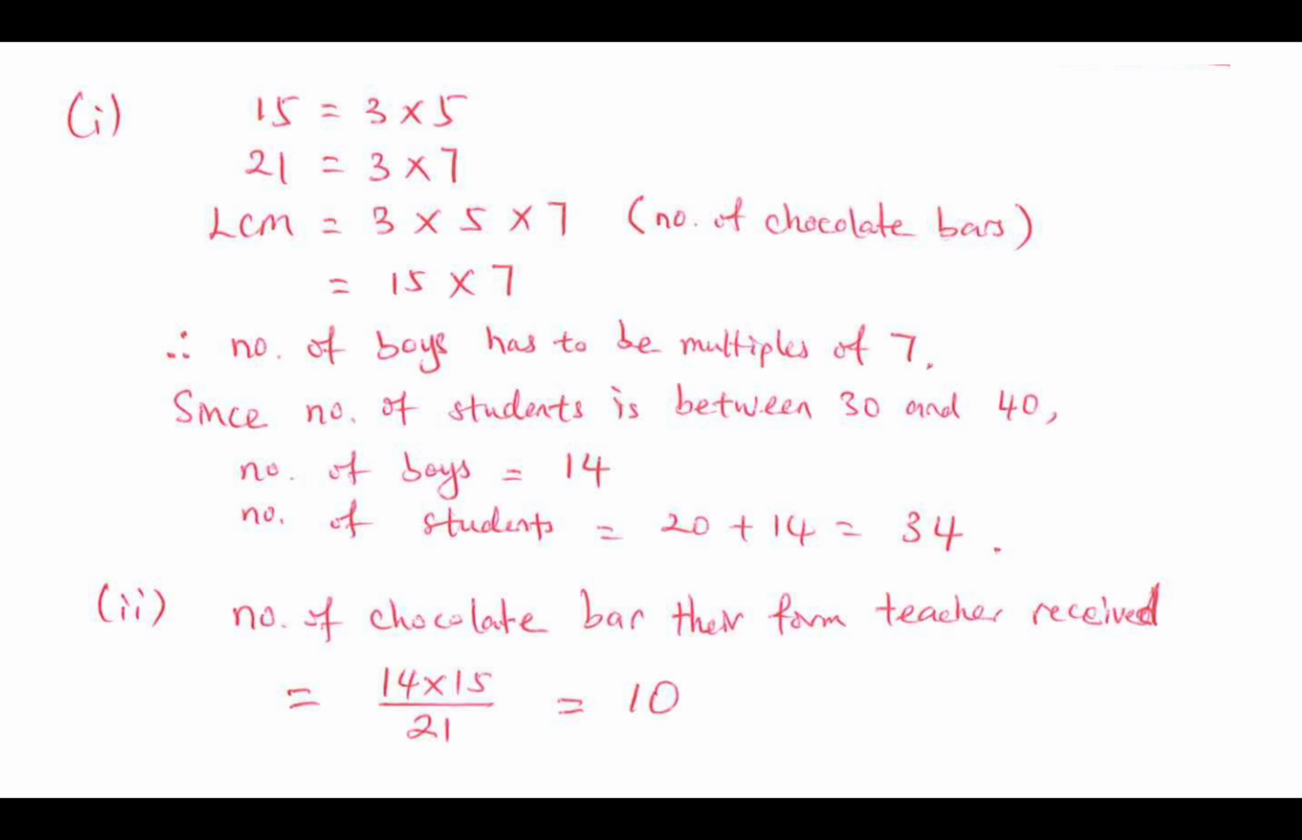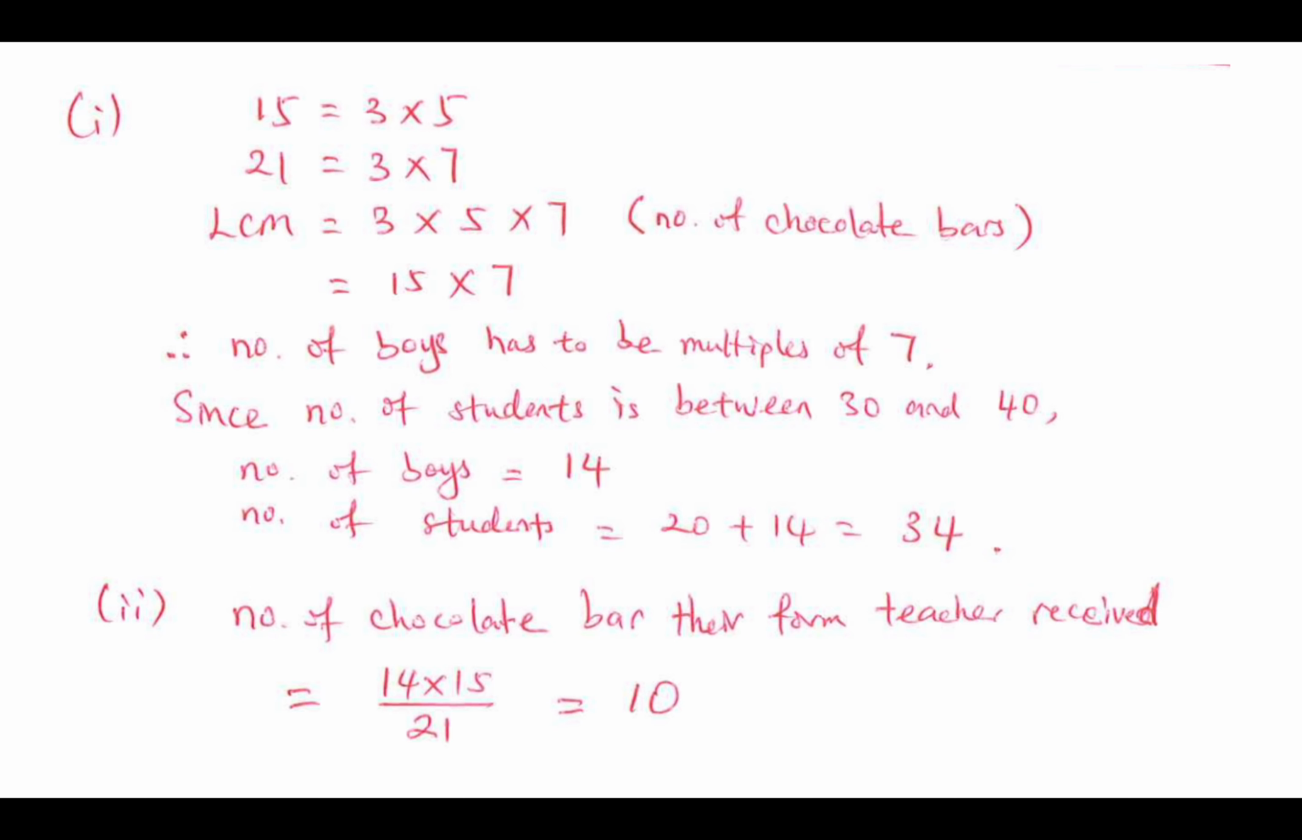However, the tricky part of this question is that the number of students is actually between 30 to 40. Therefore, if there's only 7 boys, then there will be only 27 students, which means it doesn't work, right? So we need to actually get a multiple of the lowest common multiple. So from here, we need the number of boys to be a multiple of 7, which means we multiply this 15 times 7 with the smallest prime number that we can have, and see whether it fits the criteria of 30 to 40 students.